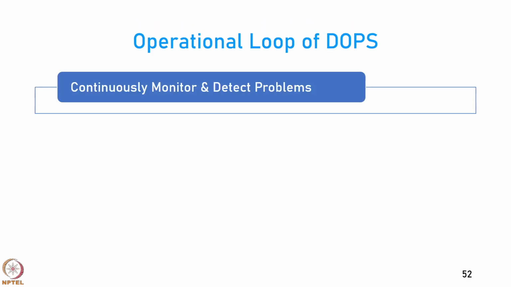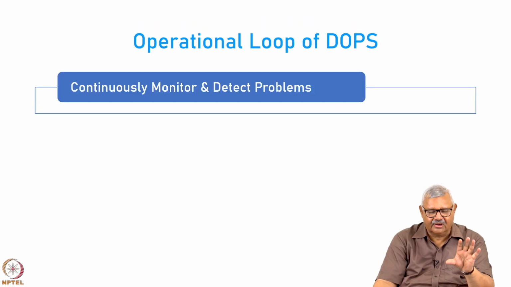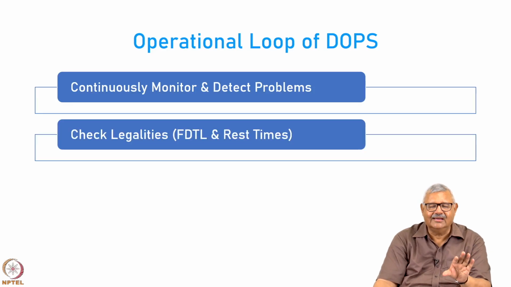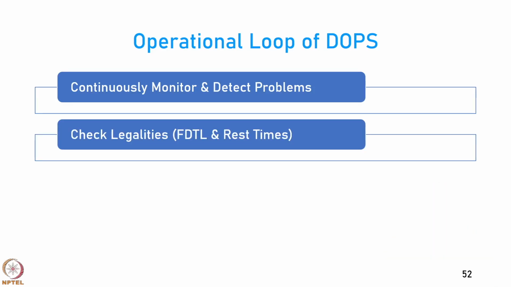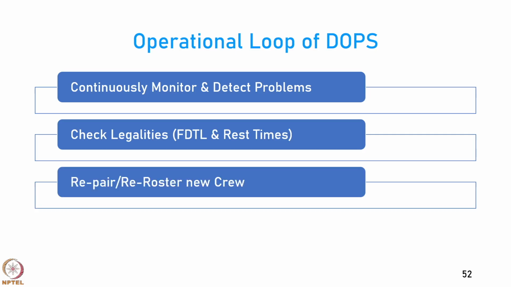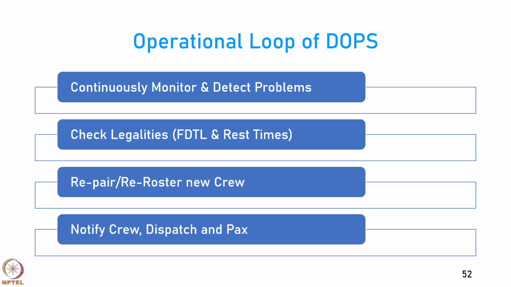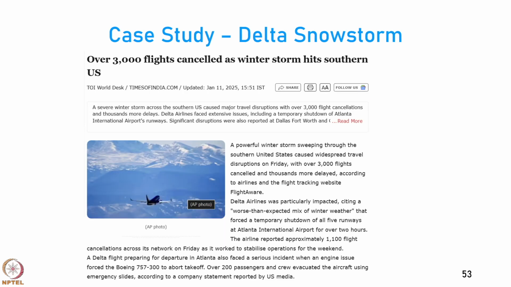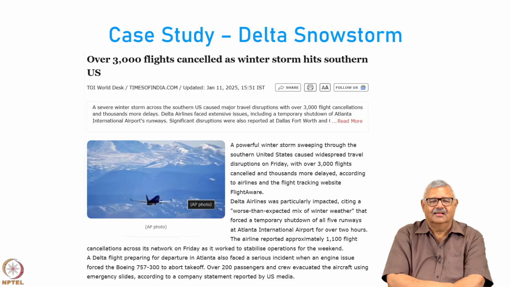Now what is the operational loop of the DOPS? You look at the problems and detect them. You check the legalities whenever there is a problem, FDTL and rest times. You repair or re-roster as soon as possible, and then you notify the crew, the dispatch and the passengers. So there is a small case study.